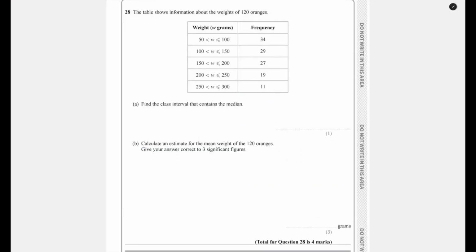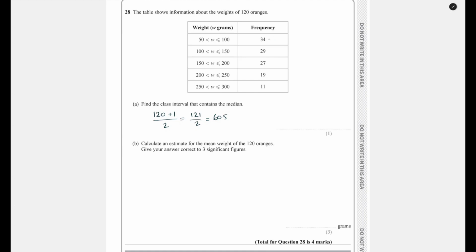Question 28 says, the table shows information about the weights of 120 oranges. Part A asks, find the class interval that contains the median. So the median is the middle number. And the way you work that out is, we know we have 120 oranges, so to work out the middle number, it's 120 plus 1, over 2. That's 121 over 2, and that's 60.5.